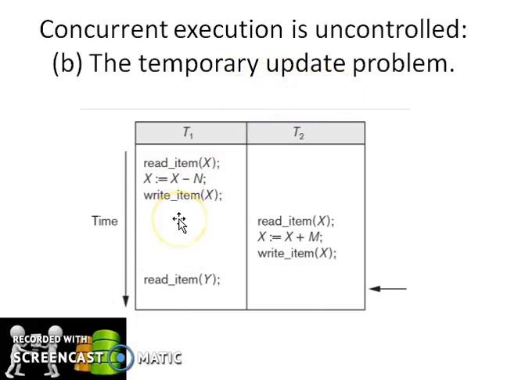The modification made by the first transaction is taken by the second transaction, and the first transaction is rolled back. So the modification made by the first transaction is temporary as far as the second transaction is concerned. So this problem is the temporary update problem.